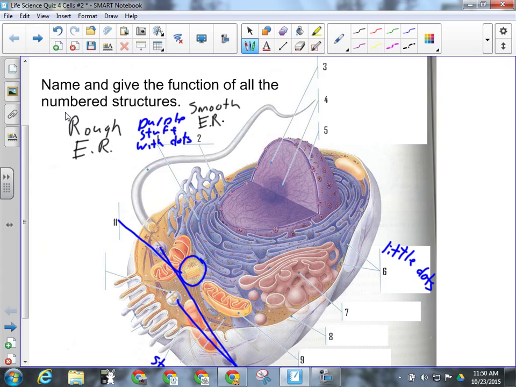Structure number 3, what's the big purple deal? The nucleus, spelling counts on that one, nucleus. Okay, job of the nucleus, stores DNA. Okay, number 4, nucleolus, spelling counts on that one as well.